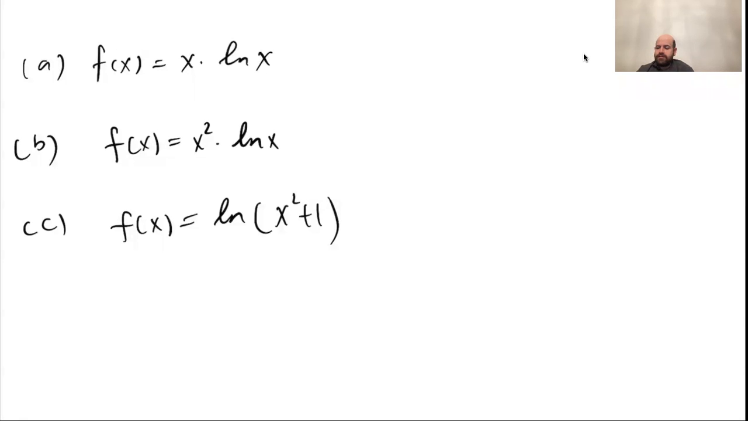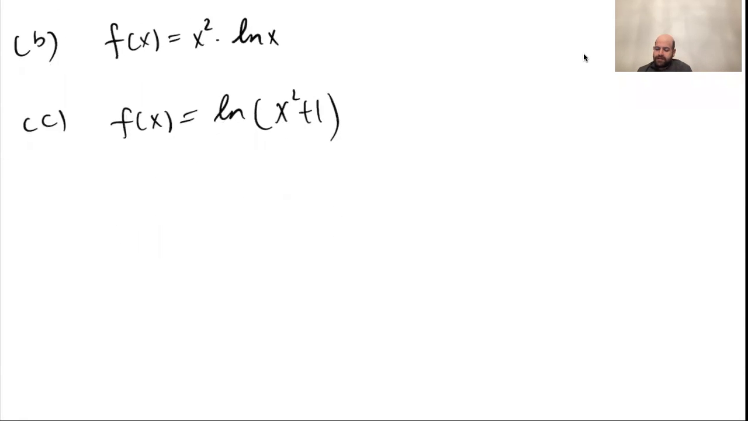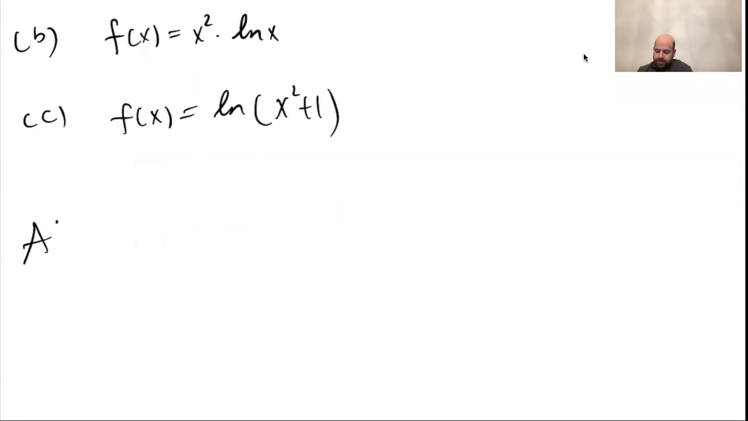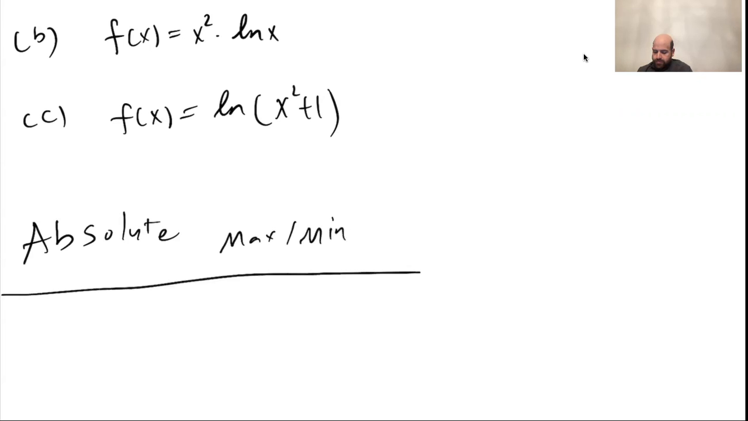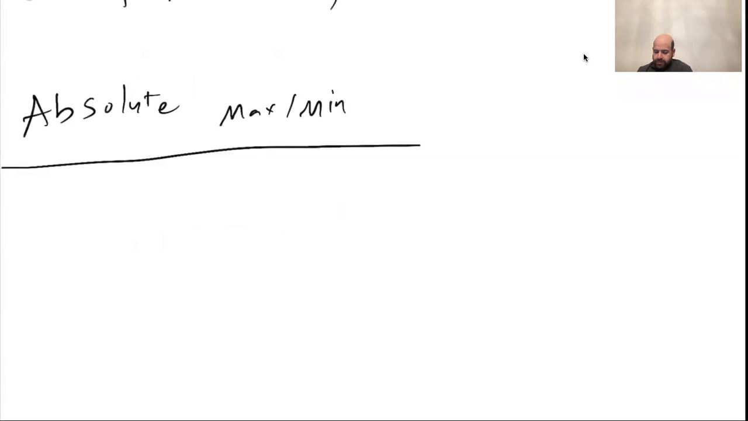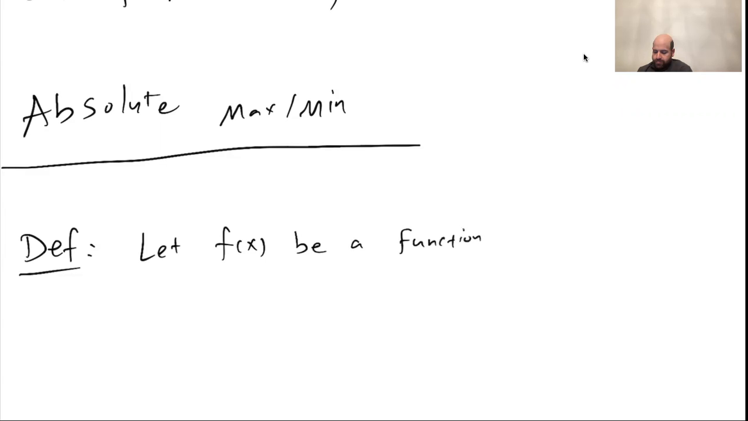All right, so now let's look at the next concept, which is about absolute max and mean for functions. So let's start with the definition of absolute max and mean. Let f of x be a function with domain, let's say Df.